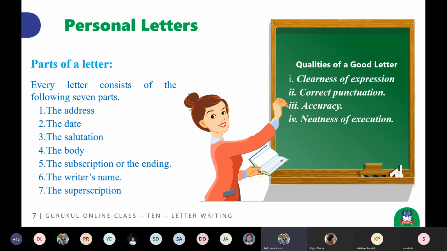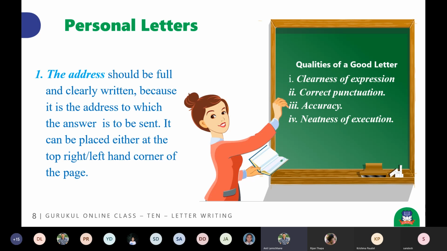address, date, salutation, body, subscription or the ending, the writer's name, and superscription. So these are the seven different parts of the letter. In short, we'll be talking about the different parts of the letters. First one is the address. The address should be full and clearly written.